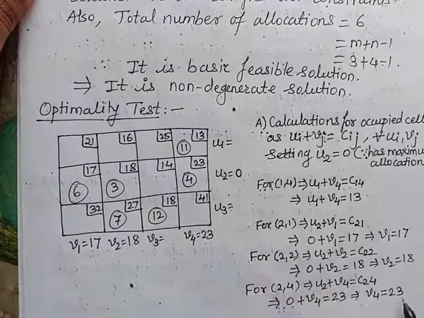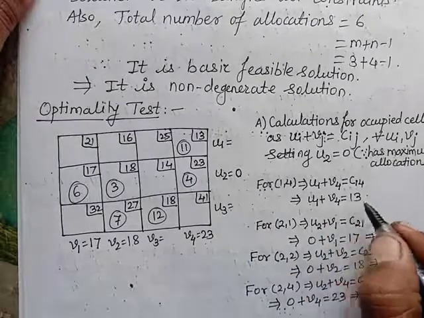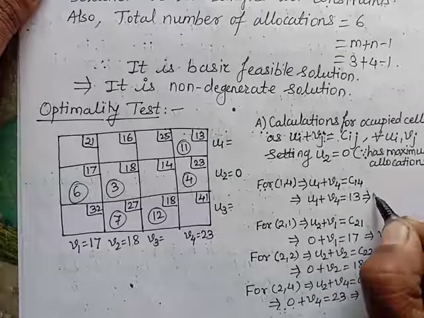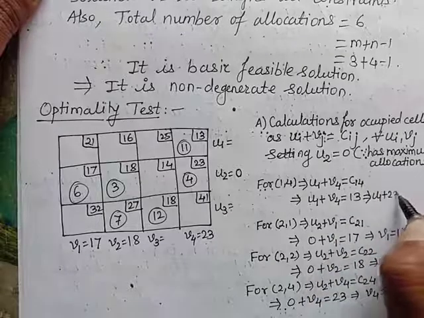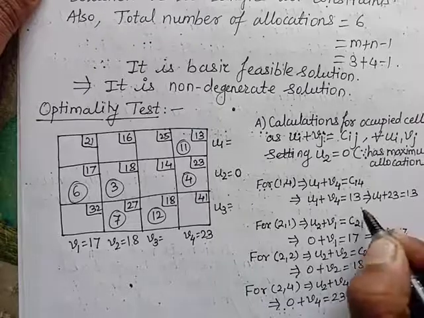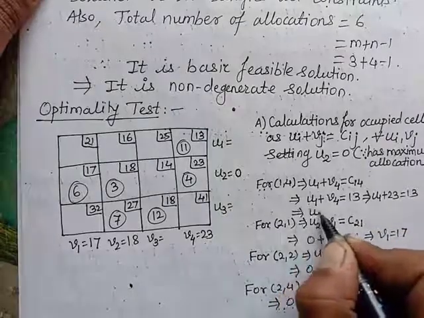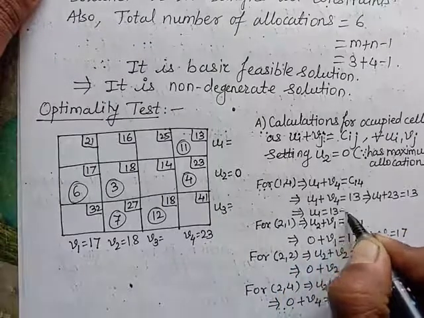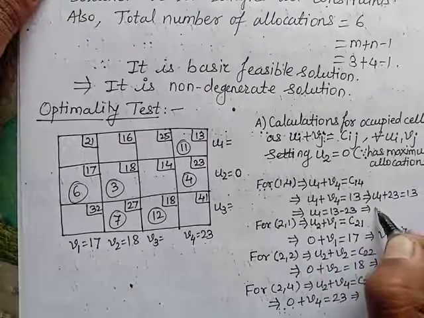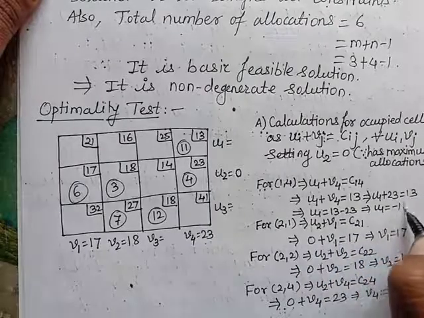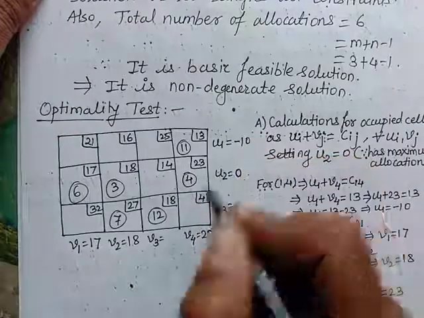Once we get V4, we can determine U1. Here U1 as it is, V4 we will put 23, equal to 13. So, U1 equals 13 minus 23. That will be U1 equal to minus 10.